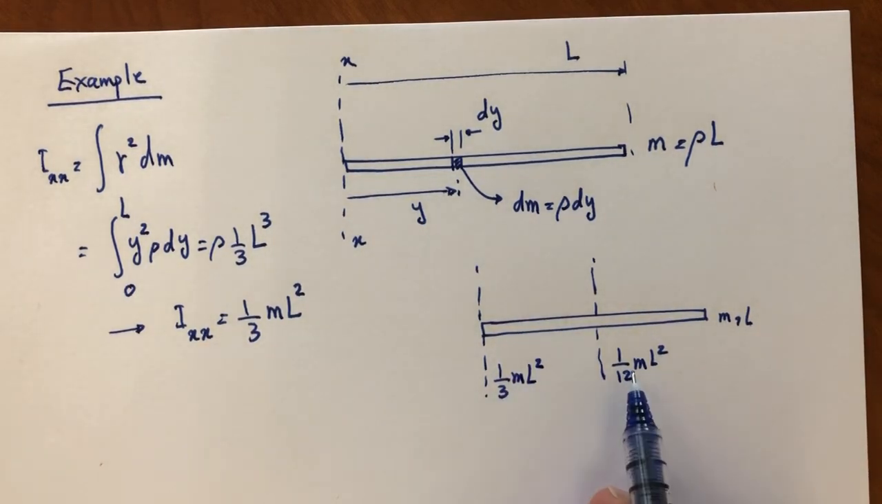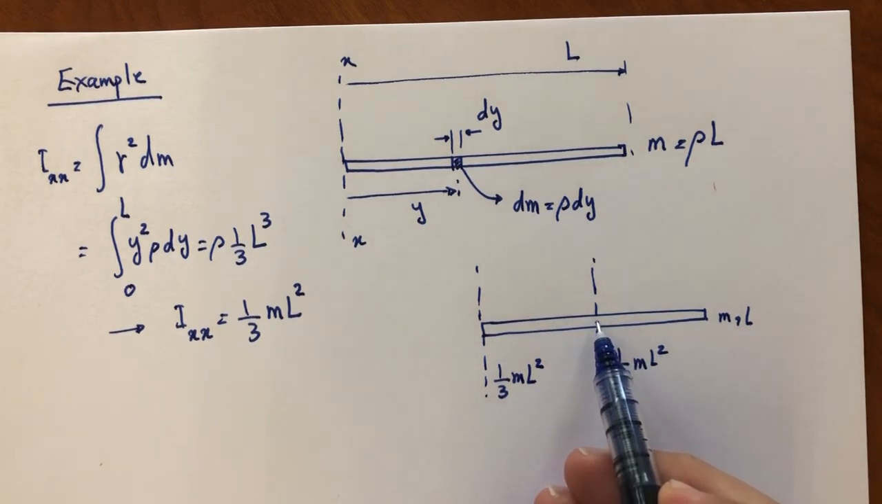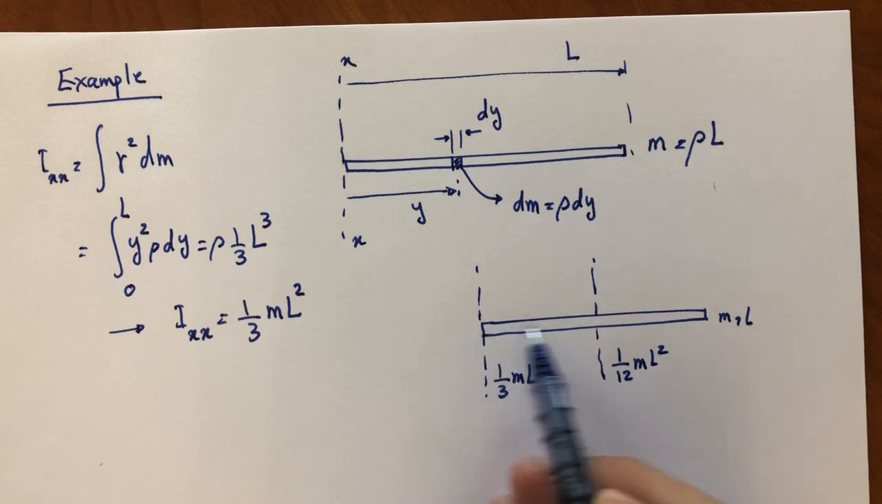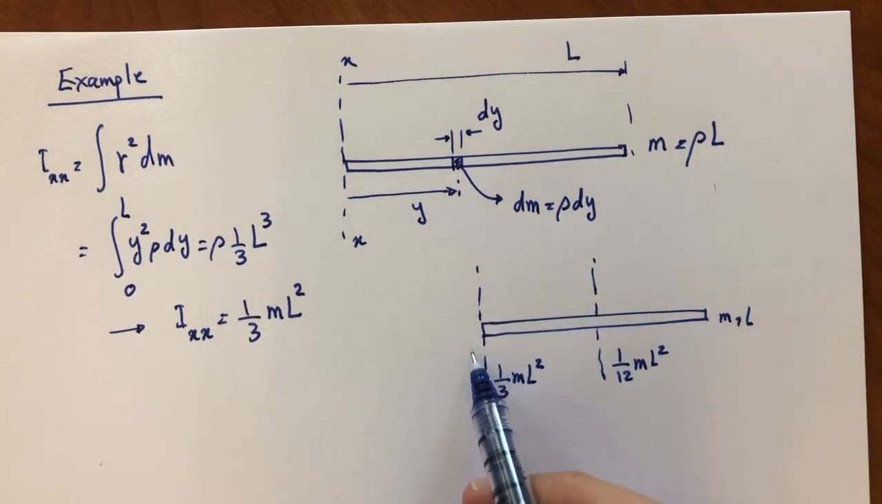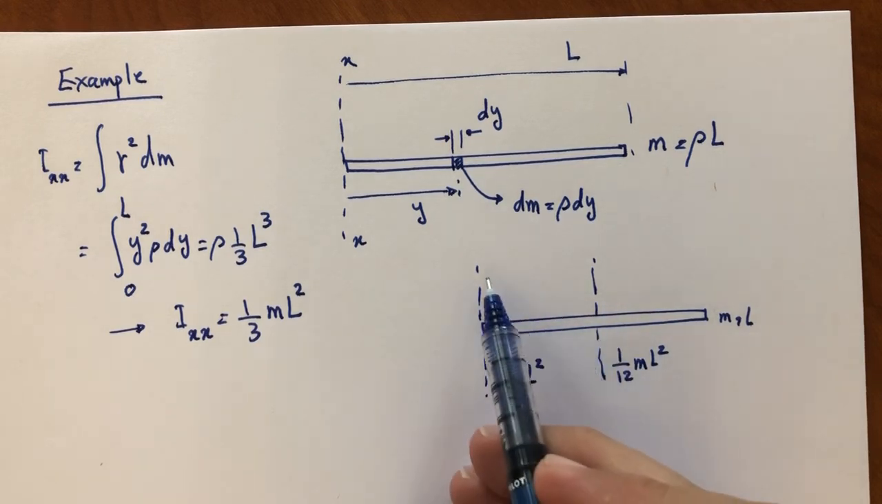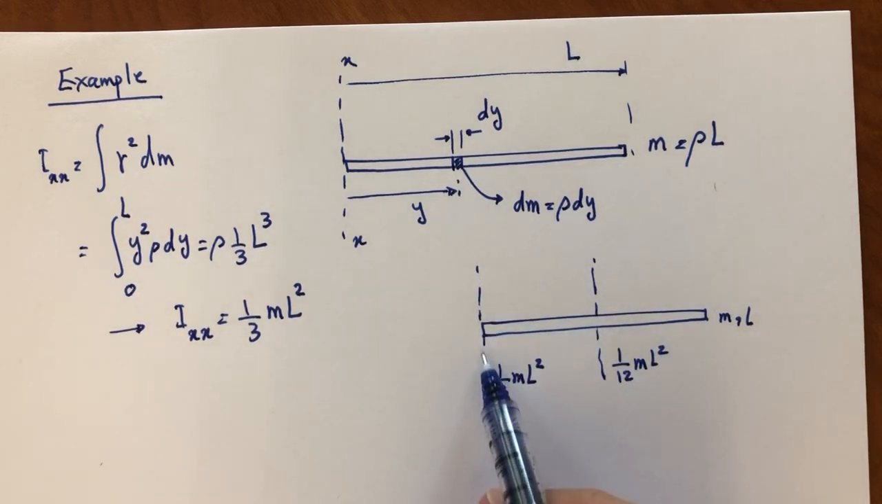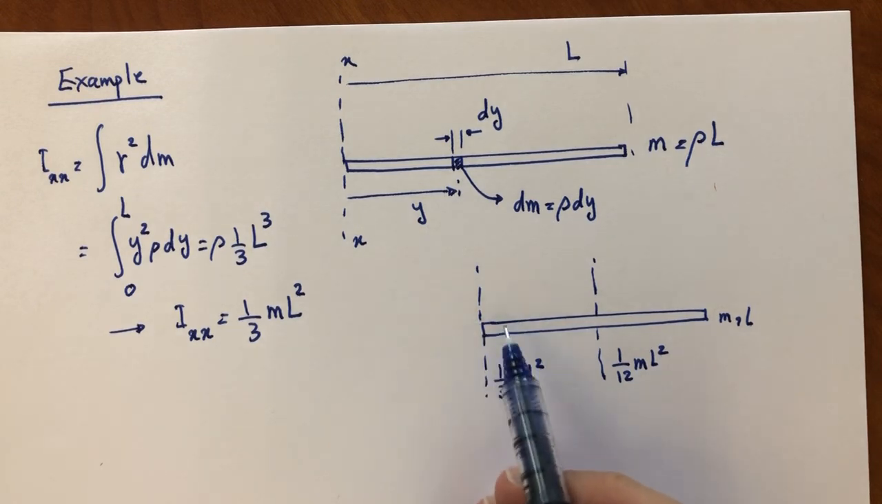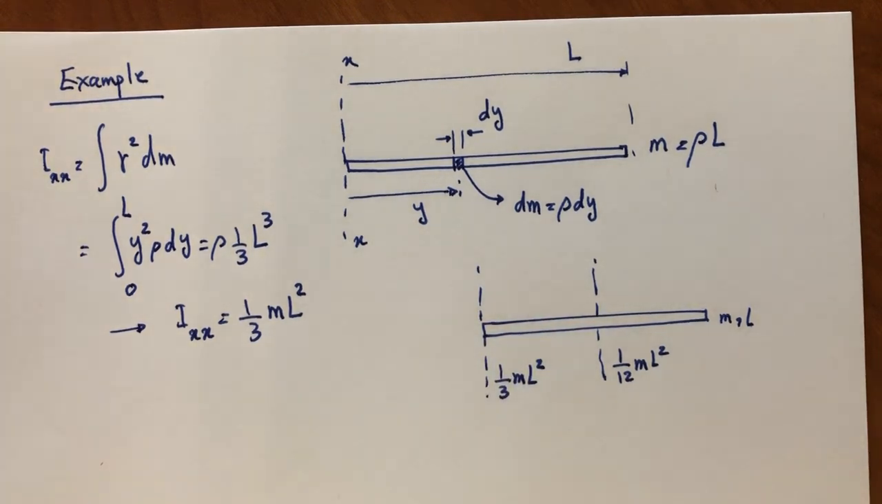This is 4 times bigger than this one, right? So it means it is much easier to rotate it about this axis rather than this point, right? Or this axis versus this axis. If you want to rotate it about this axis, you need less torque. If you want to rotate this rod about this axis, you need much more power, more torque. Right? That's the physical meaning of this I.